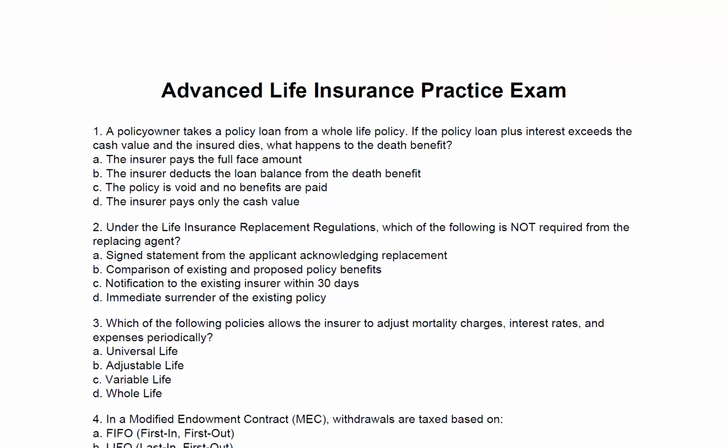It's not C. You're right about that. And it's not B. Why do you think it's not B? The insurer deducts the loan balance from the death benefit. If the policy loan plus interest exceeds the cash value and the insured dies, what happens to the death benefit? I thought it was A. I mean, it's in the question.